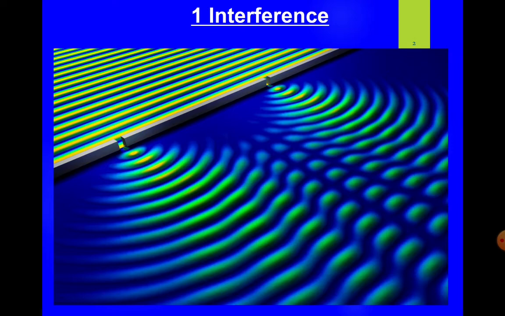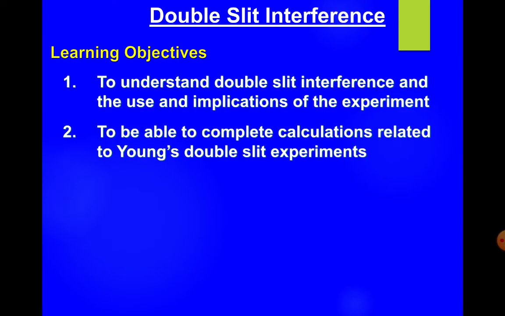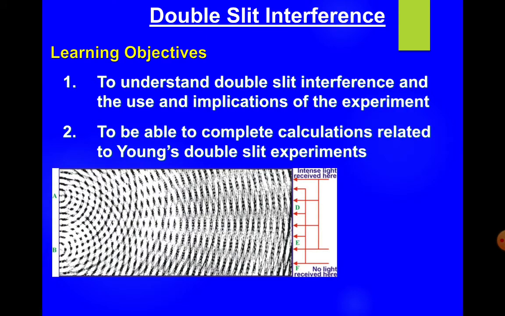As I showed you in the previous slide, we saw an interference pattern when a wave hits two barriers, two openings, and behind the openings you will see there's a part where we get destruction and a part where we get construction. So, we're going to understand the double slit interference experiment, the use and implications of the experiment. We will be able to complete calculations, which we call the Young's double slit experiment.